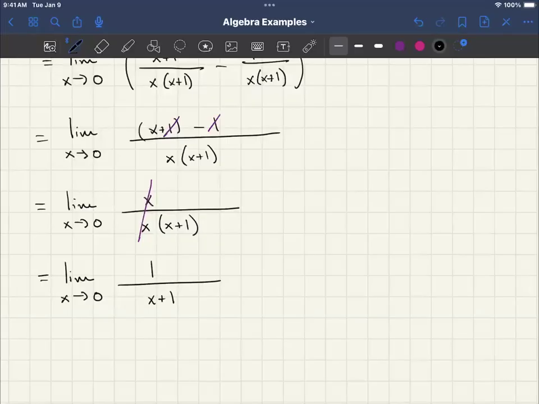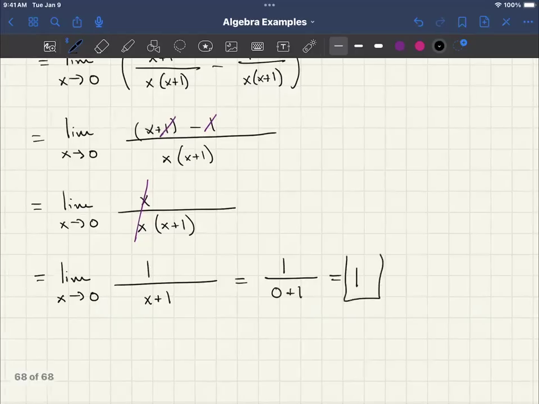We come back, do our handy dandy trick. We always try and see what happens when we plug in 0 for x. And do we get something that makes sense? Yes, we do. Our answer to this question is 1.